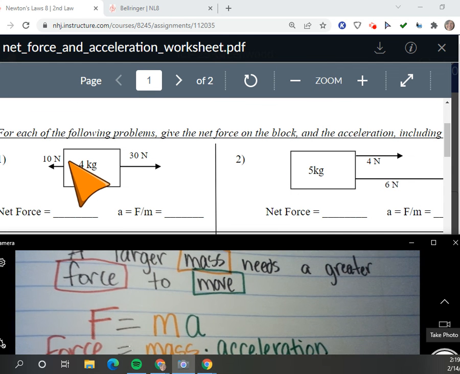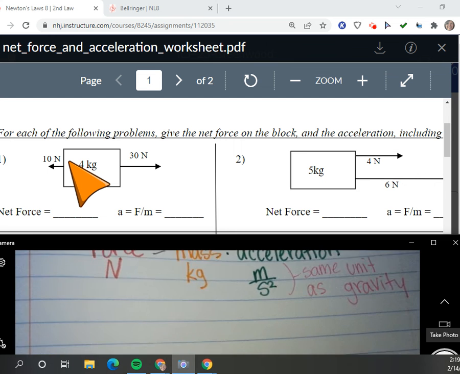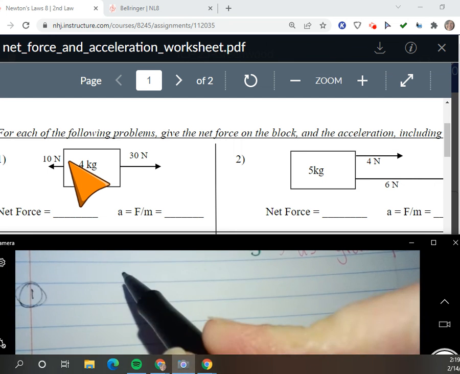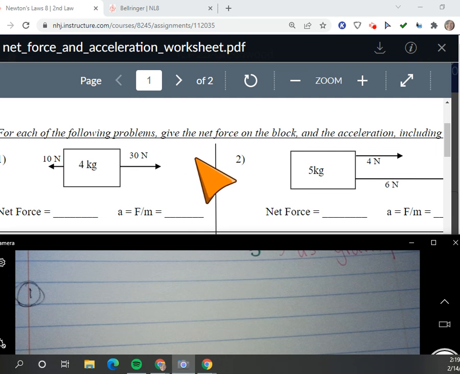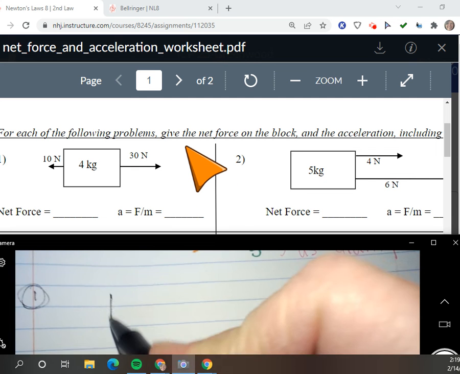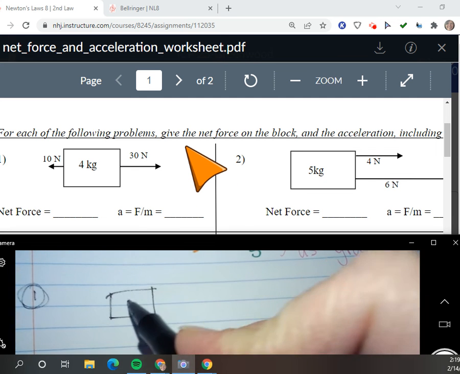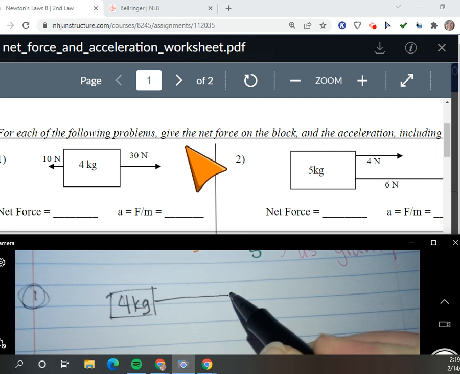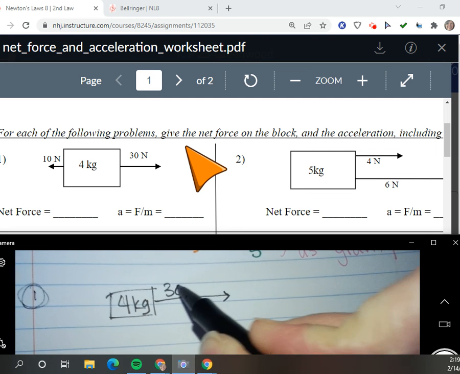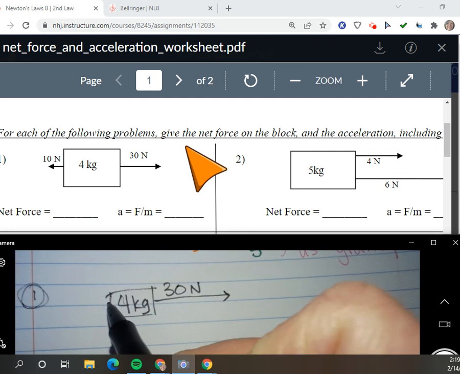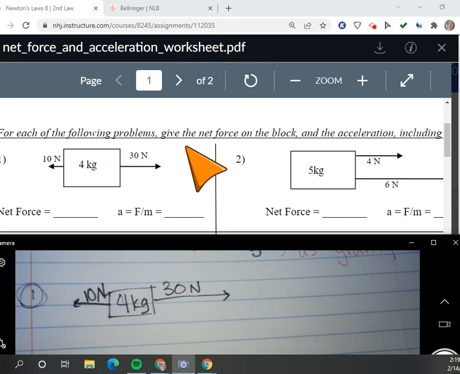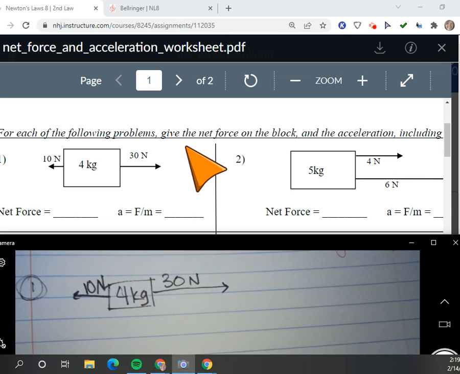So the first one here, it gives us kind of what we've been looking at. We've had some different objects. So in our notebook, we're going to go ahead and draw the scenario that we have. So we have a box that has a mass of 4 kilograms. It has an applied force of 30 newtons to the right and a force of 10 newtons to the left. Okay.